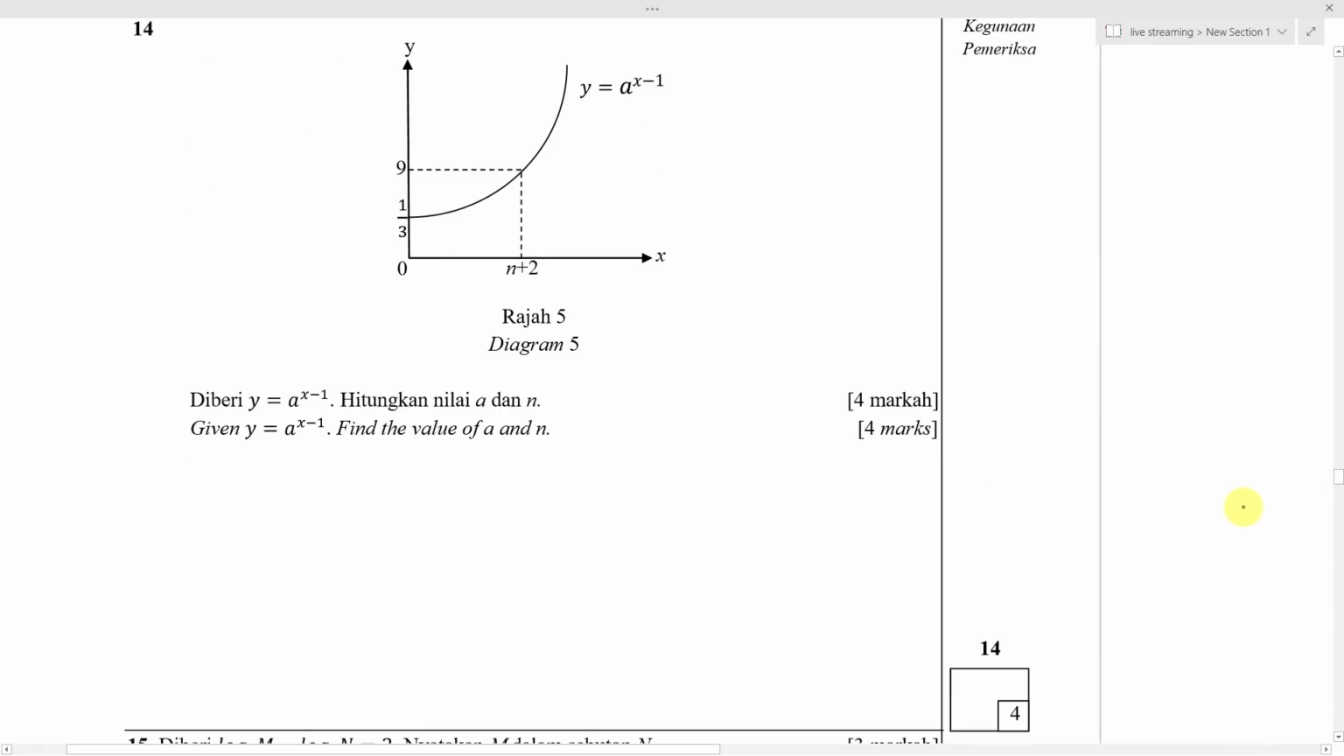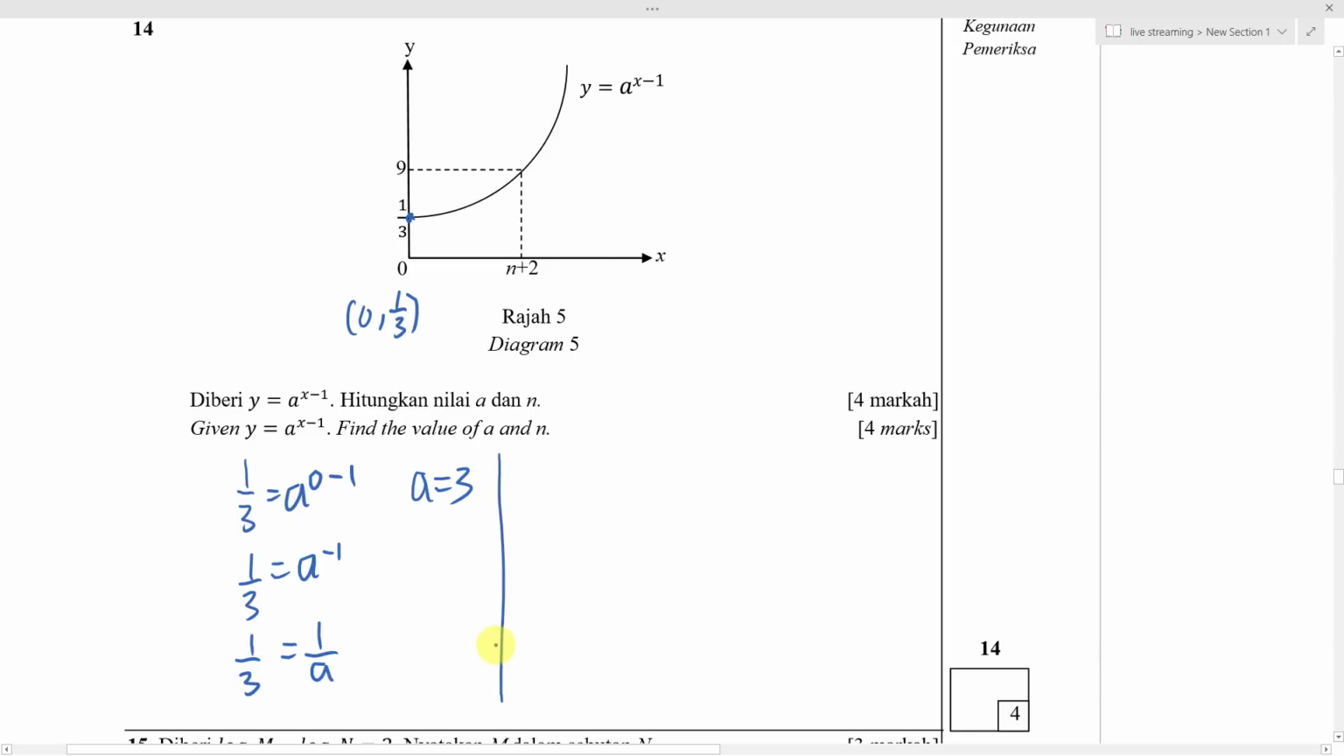Alright, this one is not too hard. This one basically just substitutes the equation into each other. This is the y-intercept. Y-intercept is 0 and 1 over 3, right? That means I will sub the 0 into x, 1 over 3 into y. So a to the power of negative 1 equals 1 over 3. What is a to the power of negative 1? It is 1 over a, isn't it? So therefore a equals 3, because this is 1 over 1, so a must equal 3.